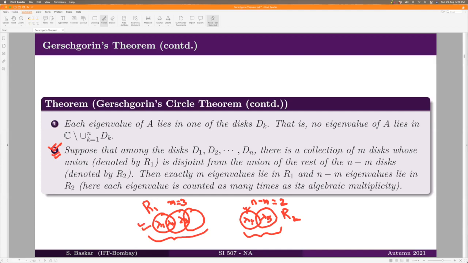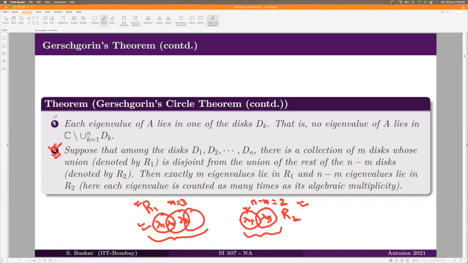In general, you have M disks which are clubbed together and kept on one side, and N minus M disks which are clubbed together and kept on the other side. These two are disjoint. Then you have exactly M eigenvalues on one side and N minus M eigenvalues on the other side, right? So that is the second conclusion of the Gerschgorin theorem. Here you should also note that each eigenvalue is counted as many times as its algebraic multiplicity.